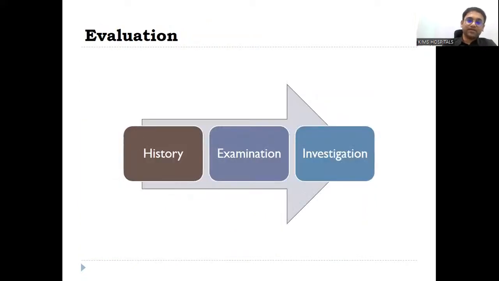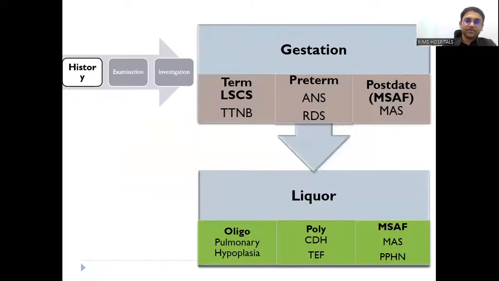So to begin with the evaluation, first we take a proper history, then we examine the baby, then we do the necessary investigations, and based on them we can pinpoint the diagnosis. The most important question when a baby has respiratory distress is: what is the gestational age of the baby? Because in a term baby undergoing LSCS, TTN is the most common cause. In a preterm baby who doesn't have antenatal steroid coverage, RDS is one of the most important things. In the post-term baby and the late preterm baby who has passed meconium-stained amniotic fluid, meconium aspiration syndrome is the most common cause of respiratory distress.